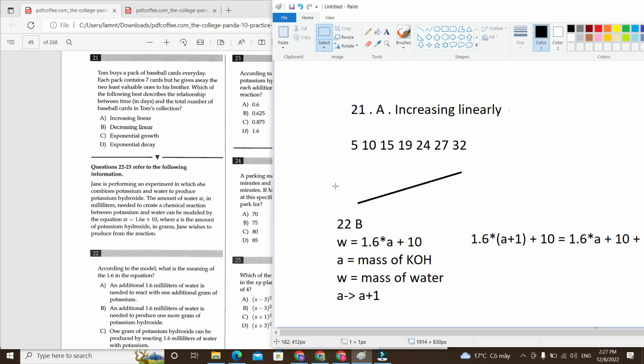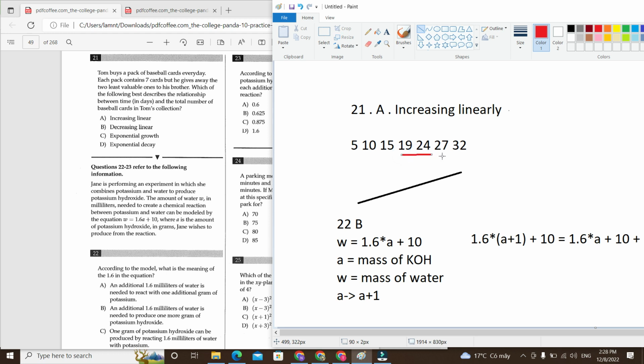Because he gives away at least 2, maybe he can give up 4 cards, 3 cards, right? Up to 7 cards. So maybe on the third day, he gives away how many cards? 3 cards. So he only adds 4 cards into his collection. So on the fourth day, the number gets to 19, right? And then on the fifth day, he adds another 5 in, so it gets to 24.